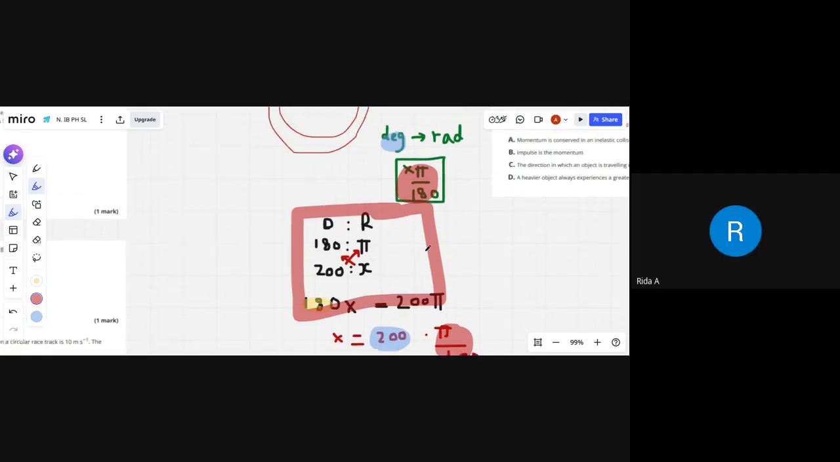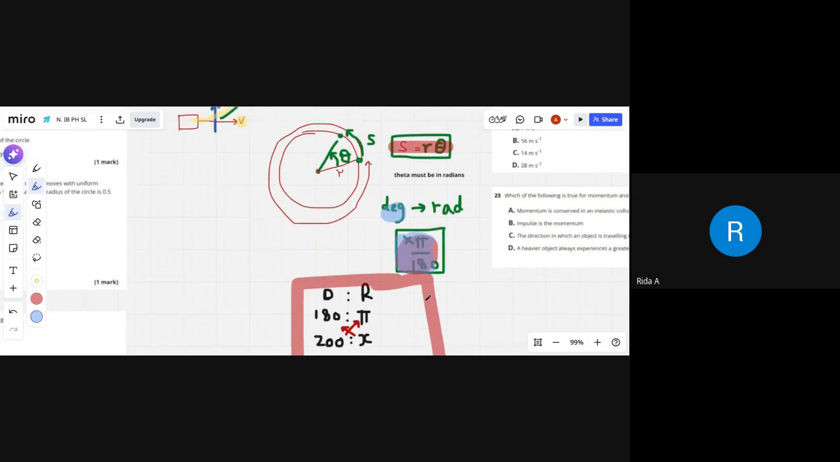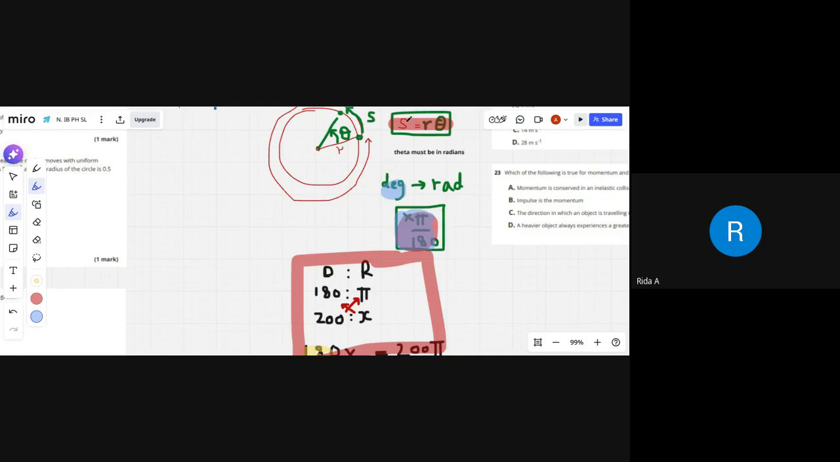So the first important relationship is s is equal to r theta. The second important thing here is this conversion factor of pi over 180. And if you want to go from radians to degrees, you just have to do it the other way around. So it would just be multiplied by 180 over pi. Or you can divide it by pi over 180.